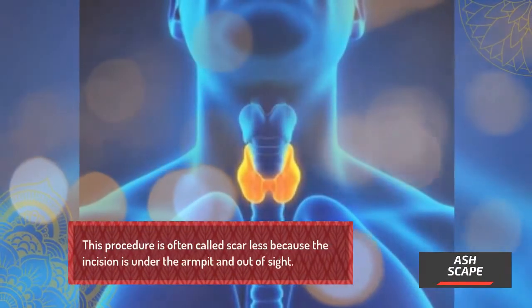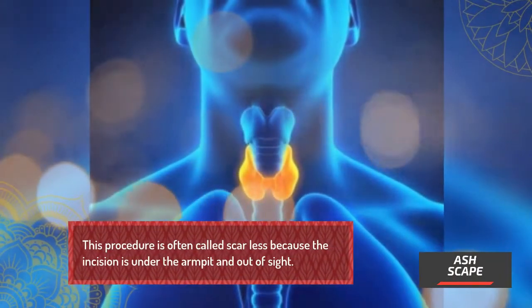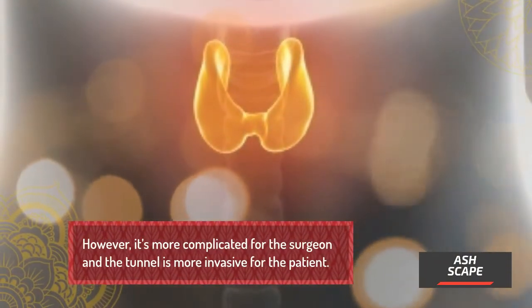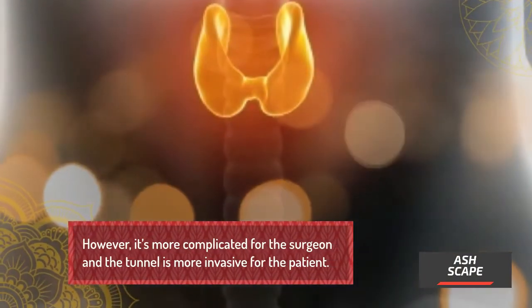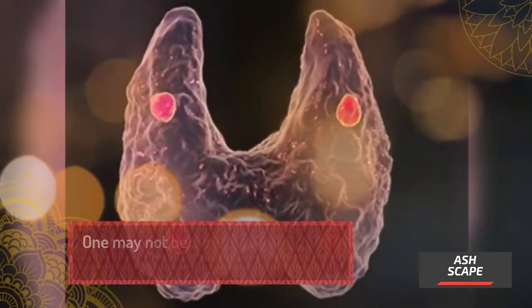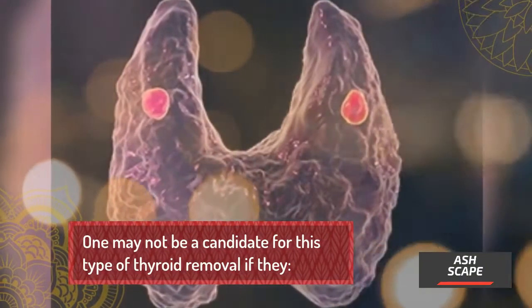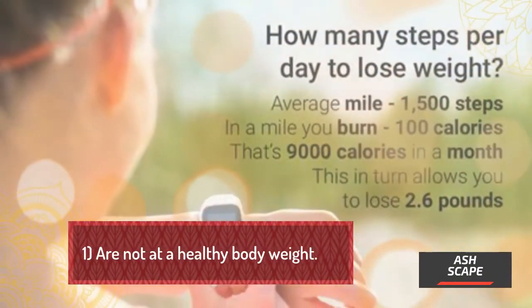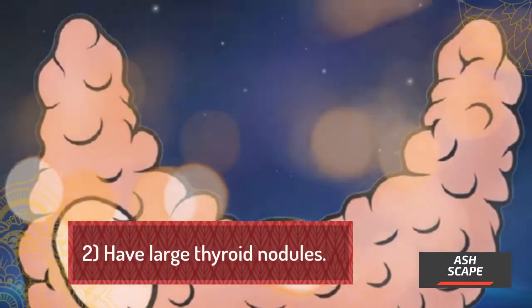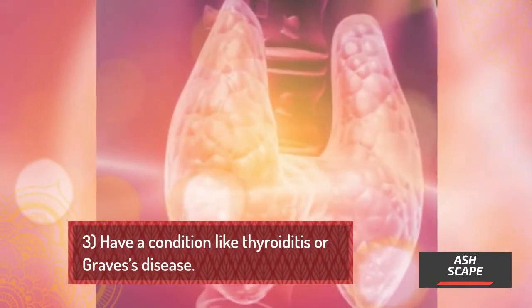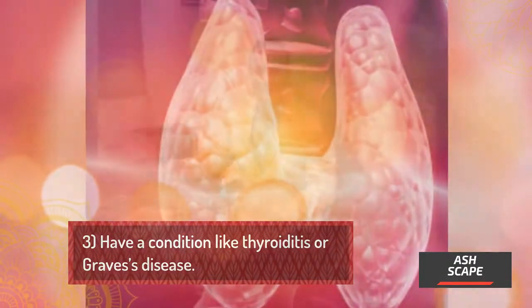This procedure is often called scarless because the incision is under the armpit and out of sight. However, it's more complicated for the surgeon and the tunnel is more invasive for the patient. One may not be a candidate for this type of thyroid removal if they: 1. Are not at a healthy body weight. 2. Have large thyroid nodules. 3. Have a condition like thyroiditis or Graves' disease.